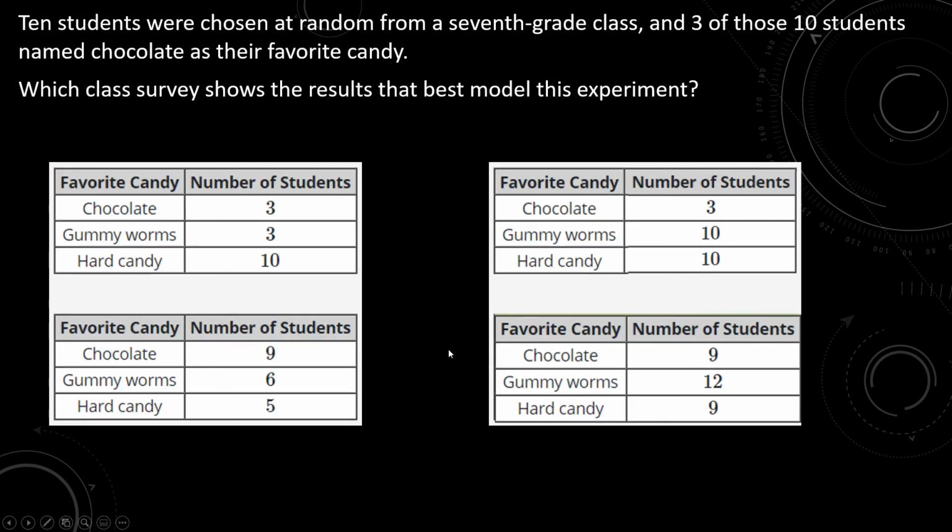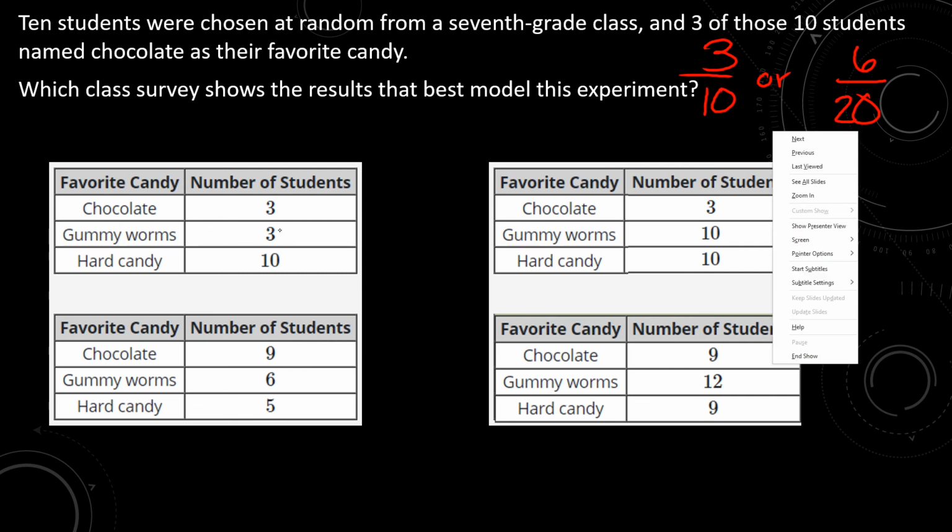All right, next question is that 10 students were chosen at random from a 7th grade class, and 3 of those 10 students named chocolate as their favorite candy. Which survey shows the results that best modeled this experiment? Okay, so 10 students were chosen. 3 out of those 10 chose chocolate as their favorite. So I'm looking for a 3 out of 10 or maybe a 6 out of 20. Both of these are the same fraction, just written slightly different.